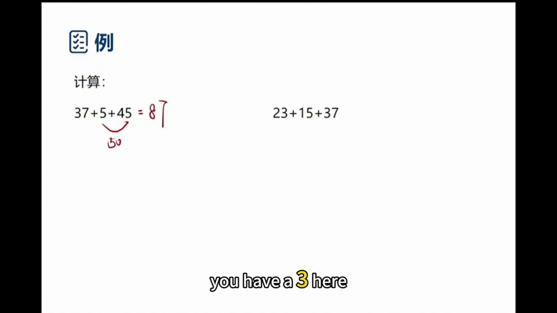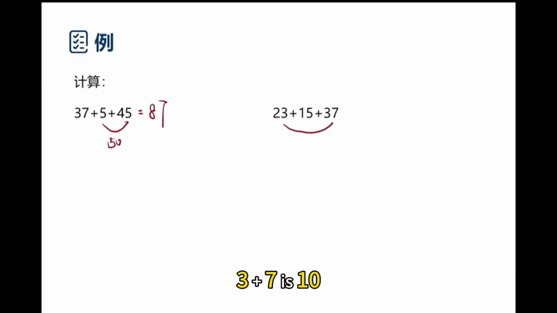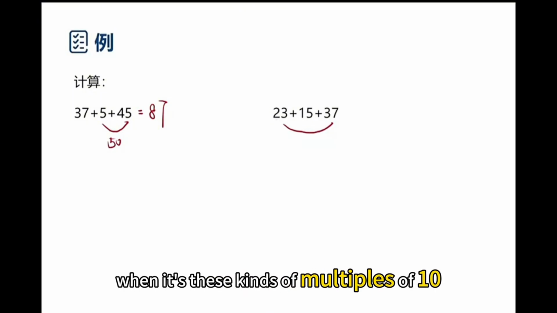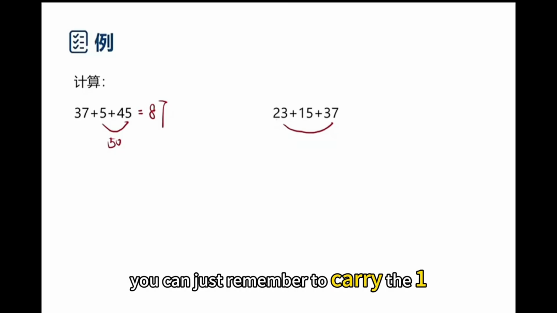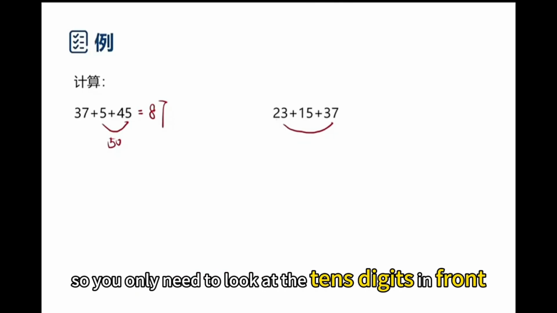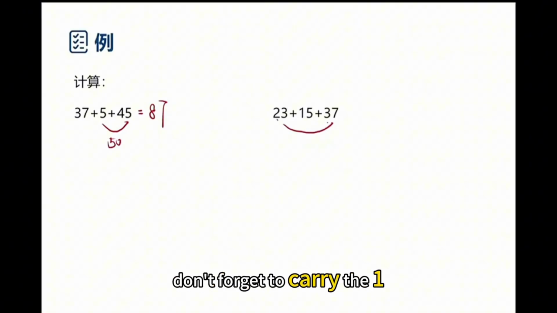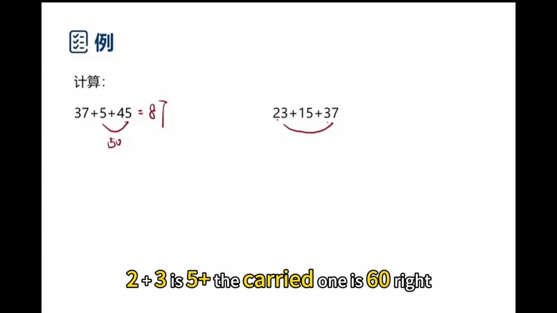You have a 3 here, and then you have a 7 at the end there. Don't even think about it. These two definitely get added together first. So how do we add them? 3 plus 7 is 10, 2 plus 3 is 5, plus the carried 1 is 6. So you get 60. When it's these kinds of multiples of 10, you can just remember to carry the 1. 3 plus 7 means carry a 1. So you only need to look at the 10's digits in front, a 2 and a 3. 2 plus 3 is 5. Don't forget to carry the 1. 2 plus 3 is 5, plus the carried 1 is 60.